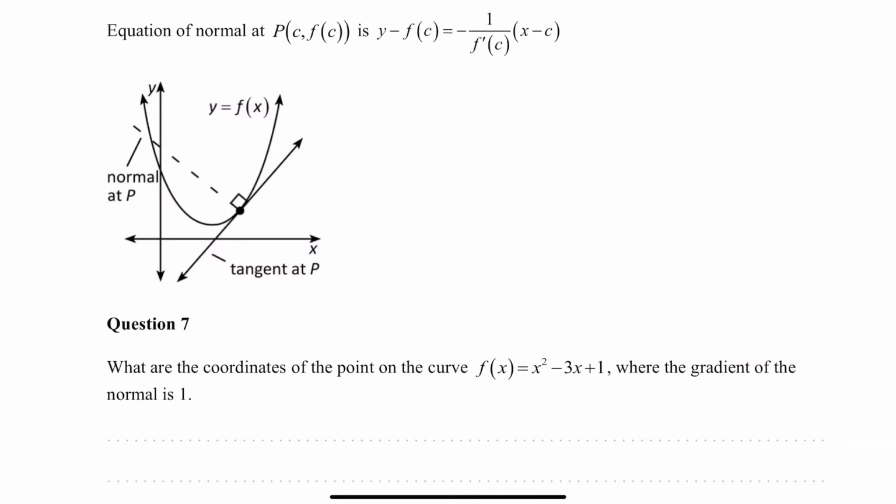It's perpendicular. So hopefully we can remember, if I have two lines and they're perpendicular, that one has gradient m1, that one has gradient m2, we should know by now m1 times m2 gives us -1. So if I rearrange this, if you know the gradient of, say, a tangent, the gradient of the normal would be this value here, the negative reciprocal.